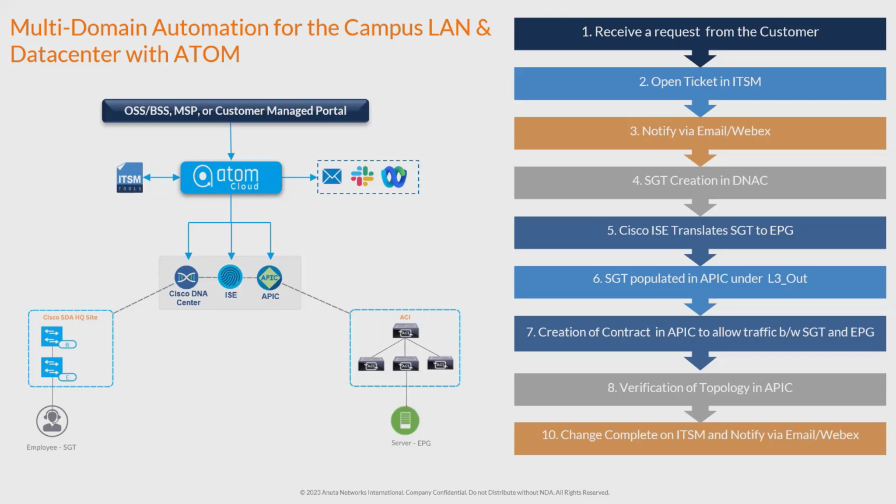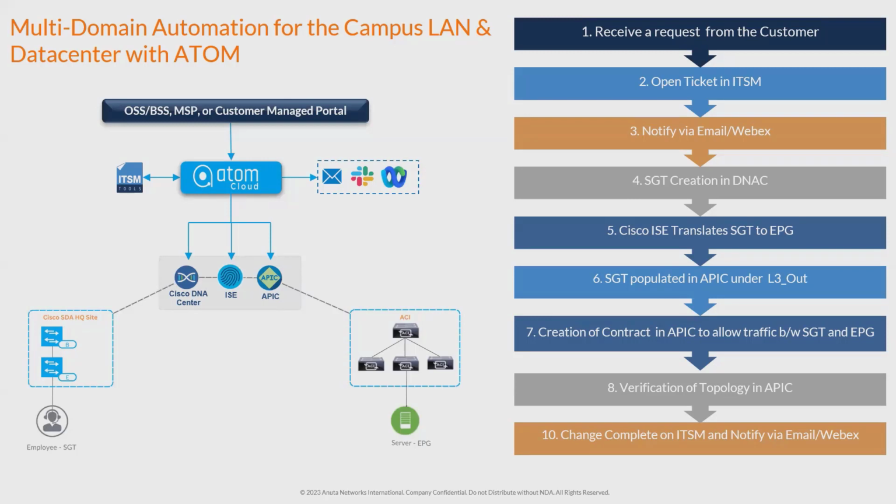Moving into the network infrastructure, Atom will create a security group tag or SGT within Cisco DNAC, and then Atom will translate the SGT into an endpoint group or EPG using Cisco ISE. The SGT is then populated in APIC or Application Policy Infrastructure Controller under L3 out. To enable communication, a contract will be imposed in APIC as directed by Atom, allowing traffic between the SGT and EPG. Finally, Atom wraps up the process by verifying the topology in APIC and completing the change in ITSM, ensuring further notifications through email and WebEx.